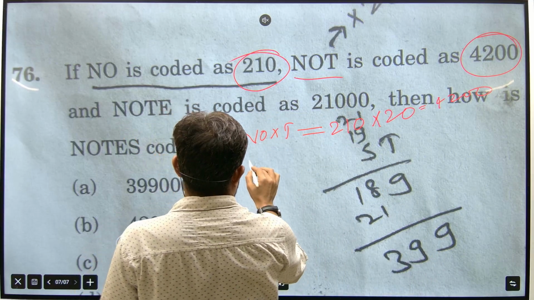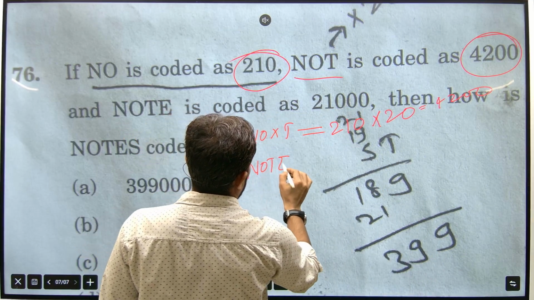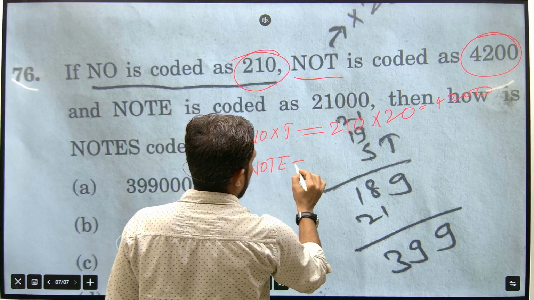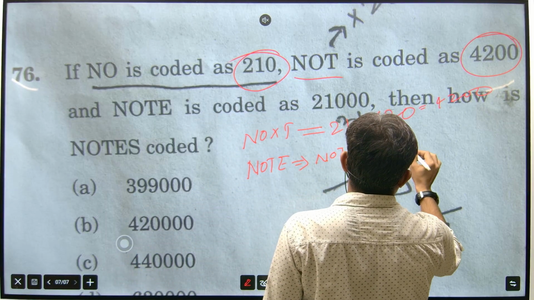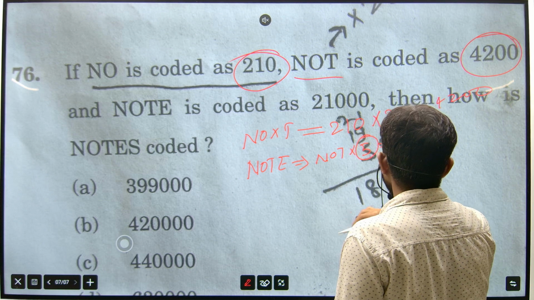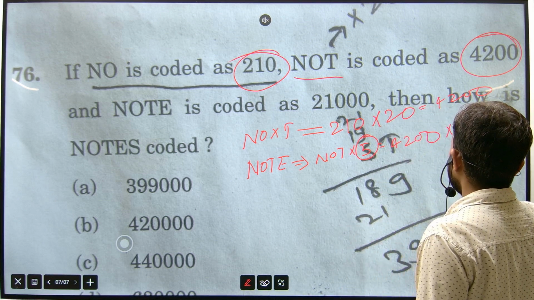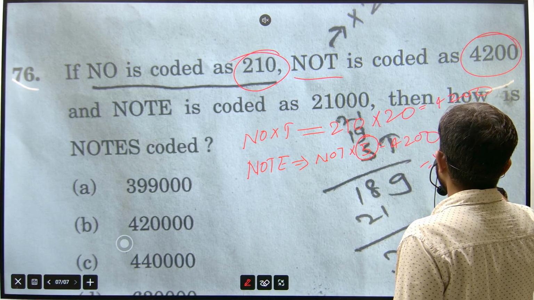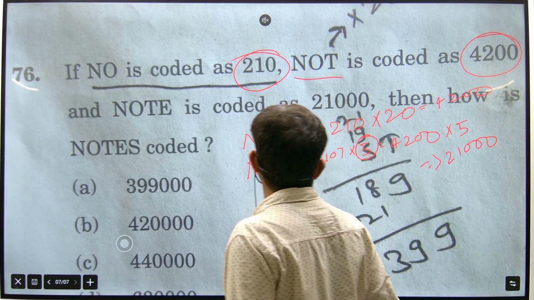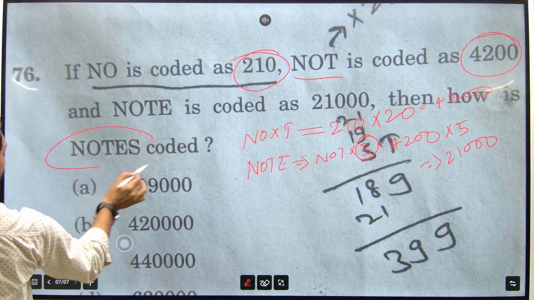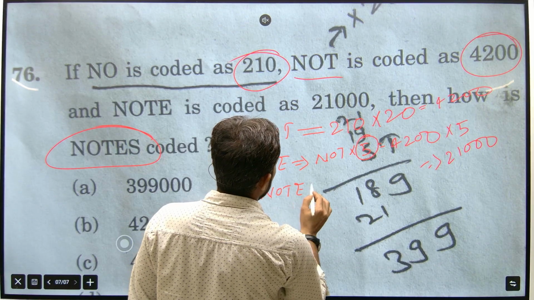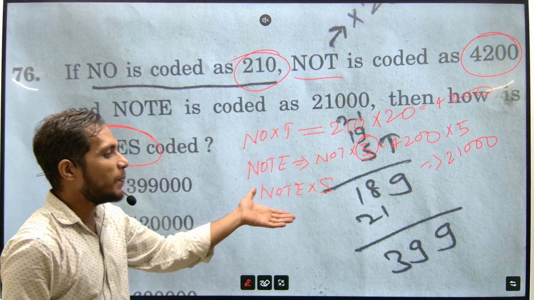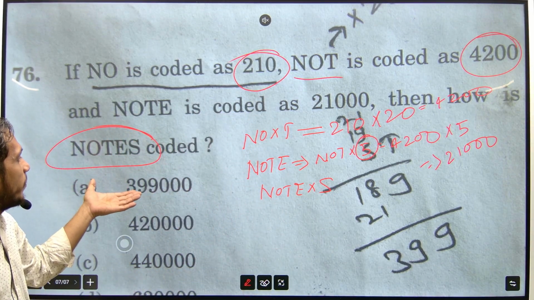Now for NOTE, apply the same method. That means what? It has written NOTE as NOT into 5. That means 4200 into 5, where 5 is the value of E. Okay? 4200 into 5, and we will get 21000. Now, what is the code of NOTES? So what we need to do? NOTE into S, on the similar pattern.